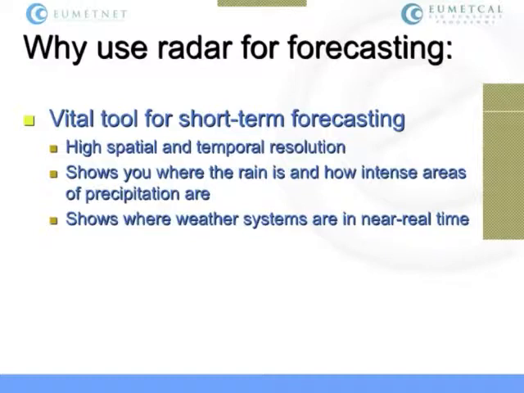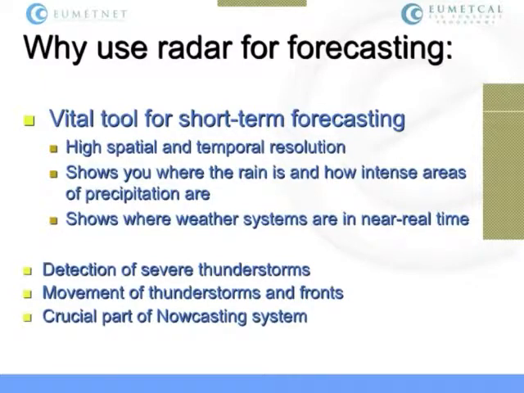Also, it shows us where the weather systems are in near real time. Why? Because the scanning frequency of the radars now is in the order of a few minutes. For example, in Romania, we have a time between every volume scan of 6 minutes. So every 6 minutes you have new information on where the weather systems are.